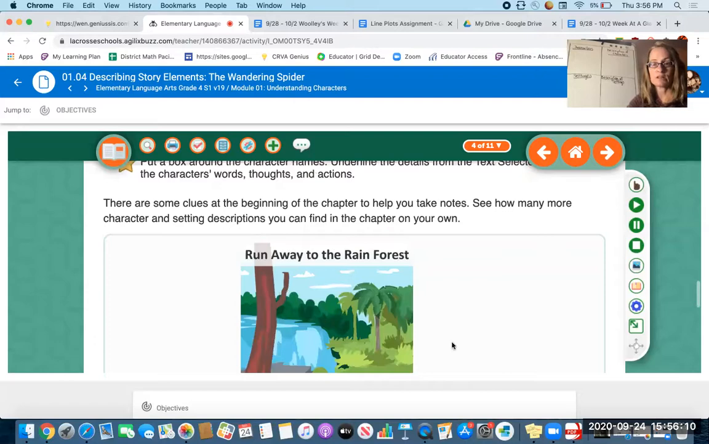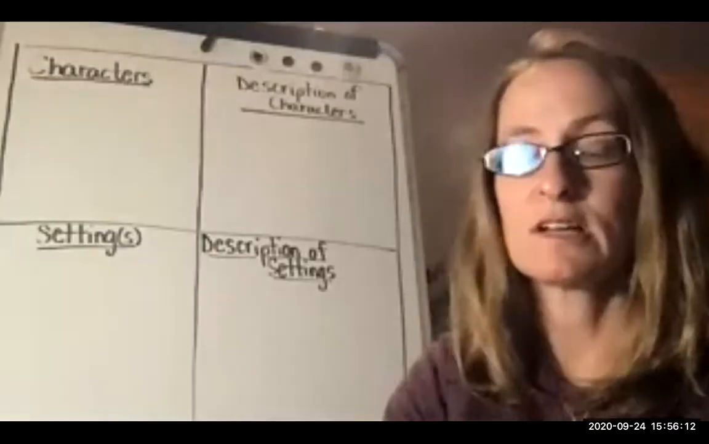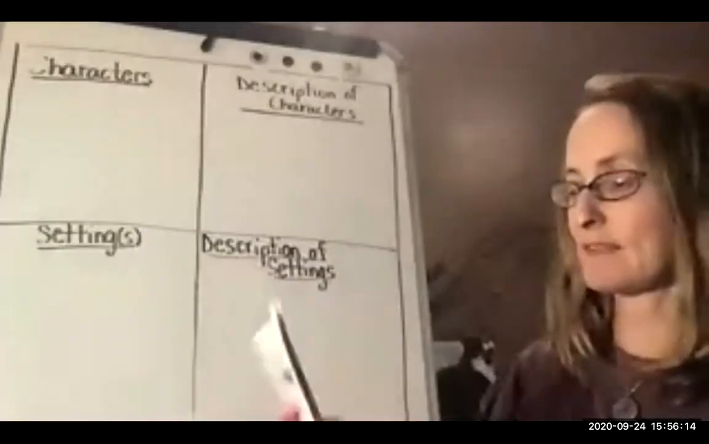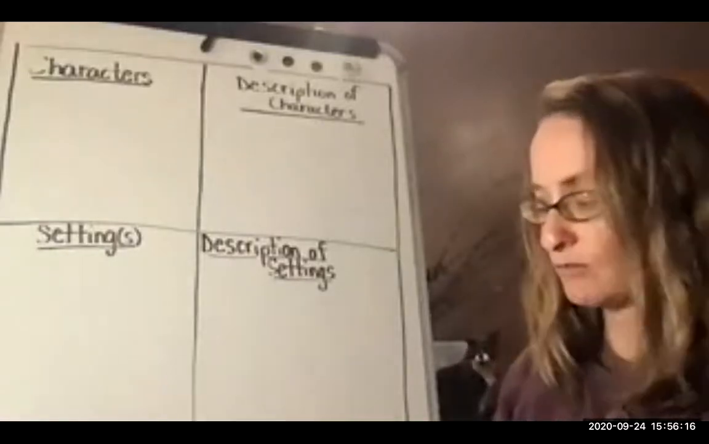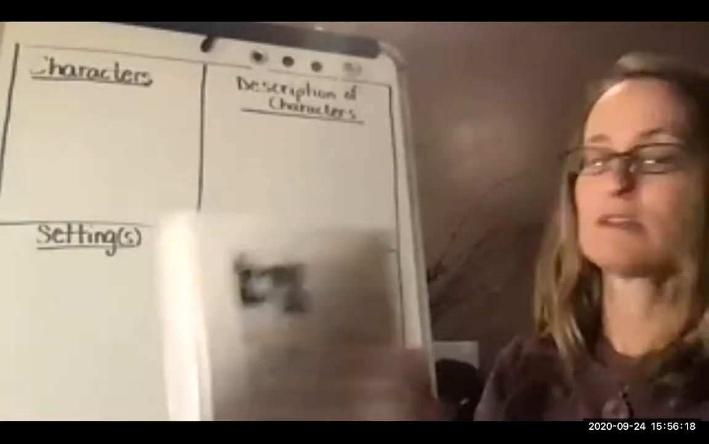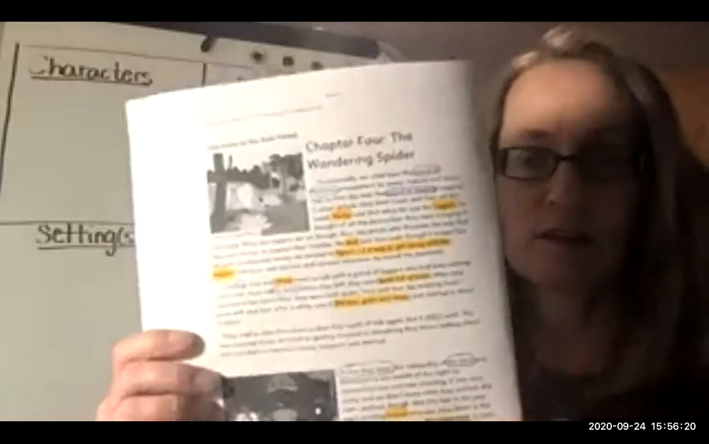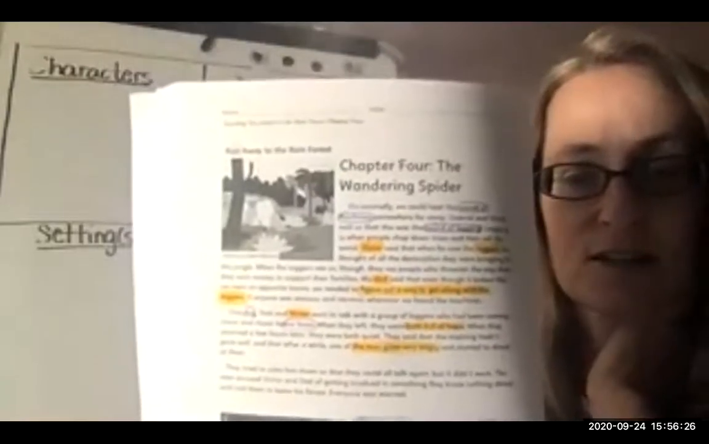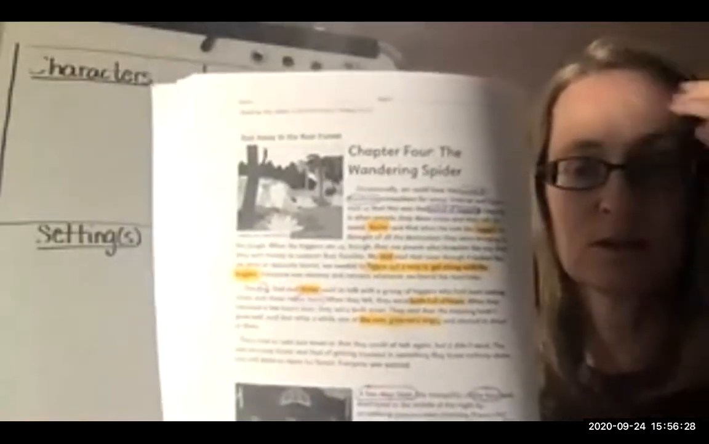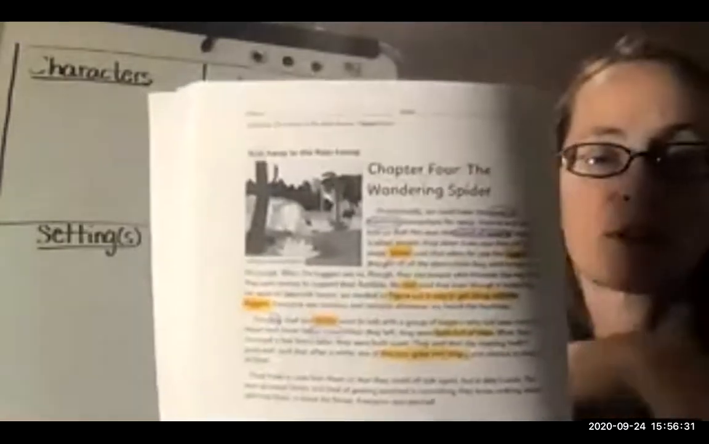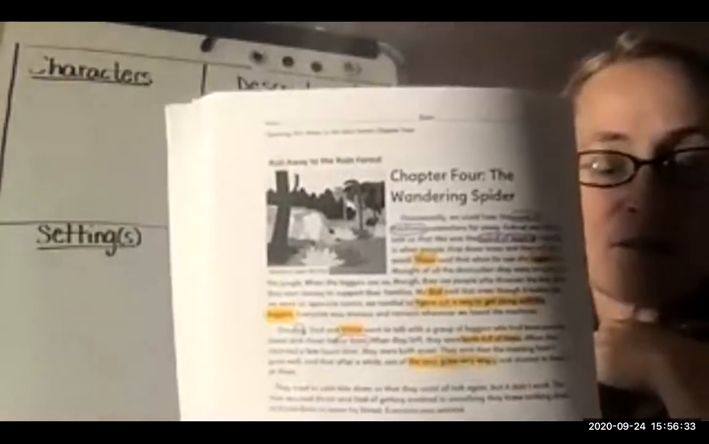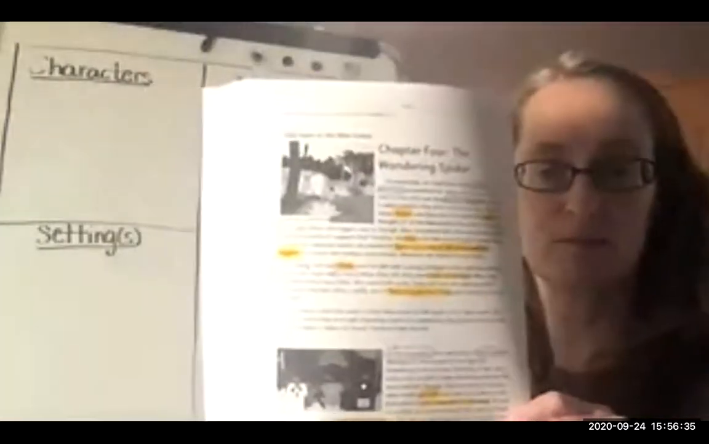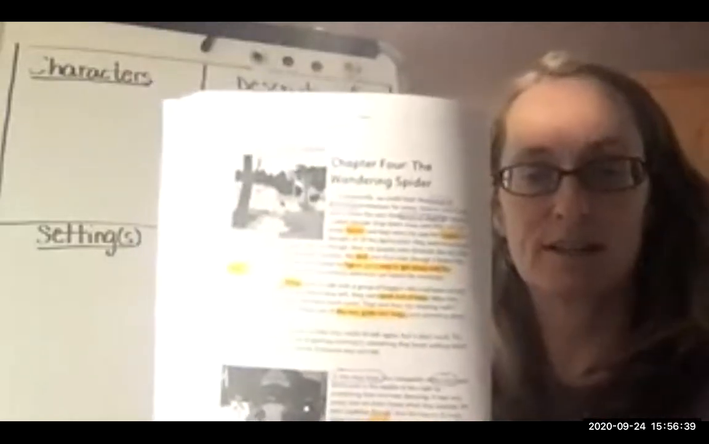Let me stop my sharing here. In your packet, you have this story already printed out for you. So here is chapter 4, The Wandering Spider. What I did is I read it, and any time I came across a clue or descriptive words about the setting, I circled it in purple. I'm going to send you pictures of these, boys and girls, to go along with the lesson, because I know you can't really see that right now.